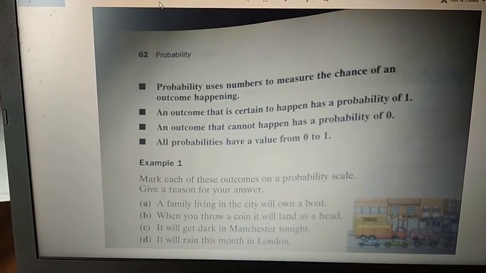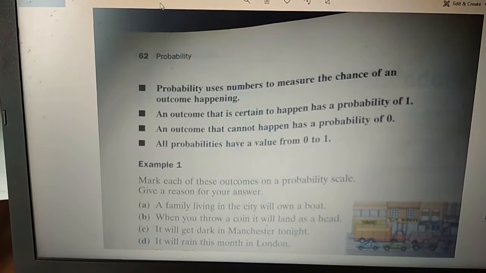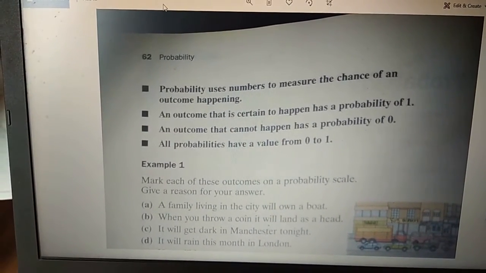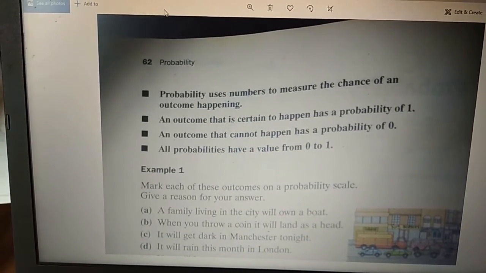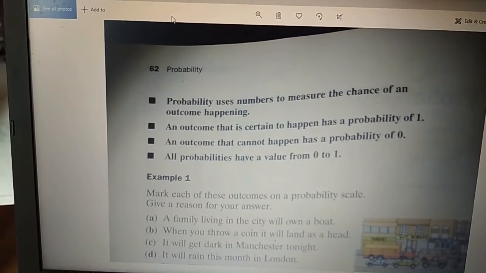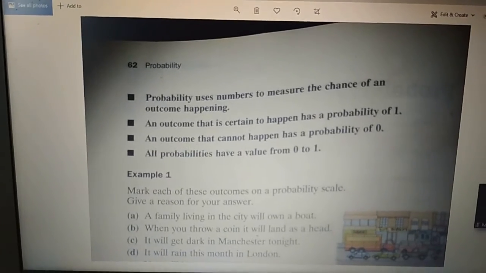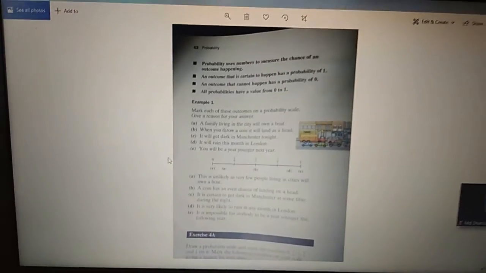So 0 is the lowest value. 0 means nothing is going to happen. And 1 means that 100% it is going to happen. So that is the difference. The lowest value is 0 and the highest value is 1. 1 means it is 100 by 100.